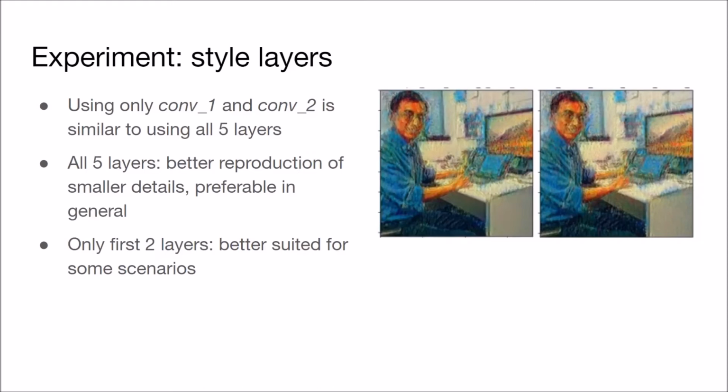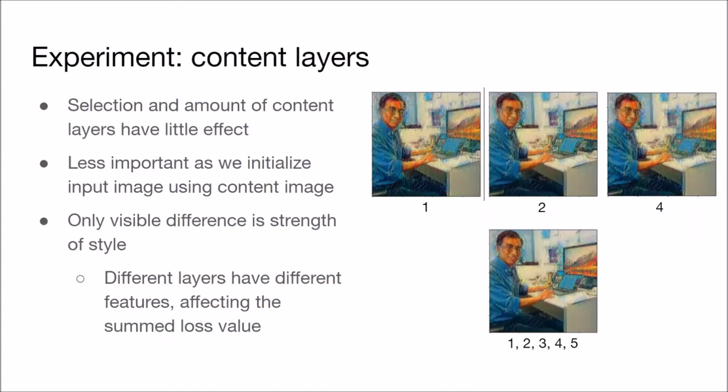So we suggest that using the first 2 layers, because it's less computationally intensive than using all 5 layers, would be preferable in some scenarios, for example, when we're operating with limited memory or limited computation power, whereas using all 5 layers is preferable in general, because it captures more of the style.